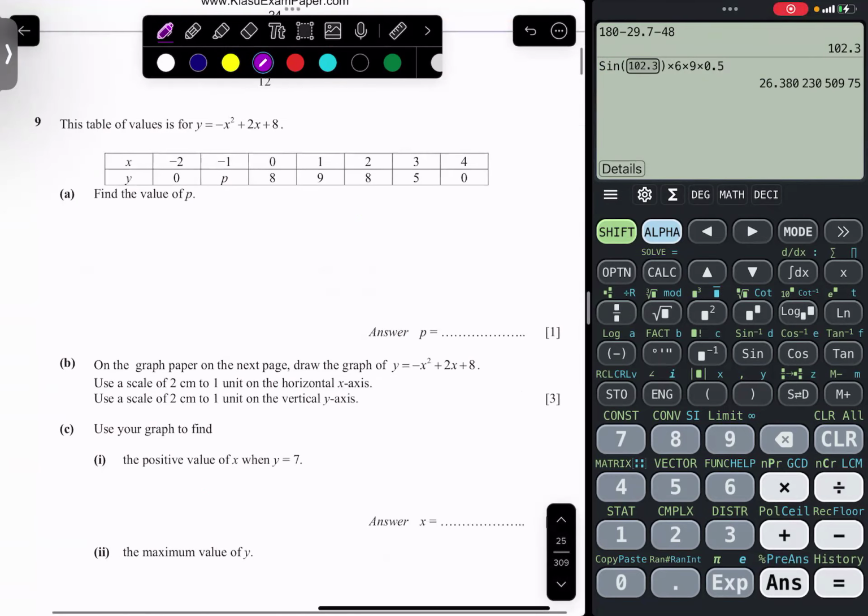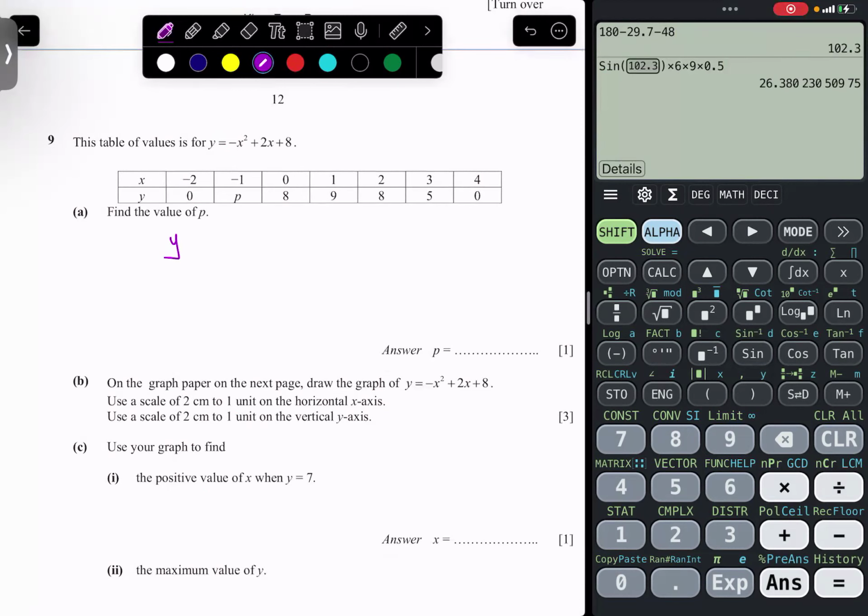Okay, last question, graph. The table of values for y equals negative x squared plus 2x plus 8. Find the value of p. This one is just substitution, right? y equals negative, x is negative 1 squared plus 2 times negative 1 plus 8, equals minus 1 plus 8, which is 7. So p equals 7. On the graph paper on the next page, draw the graph, using a scale of 2 cm to 1 unit on the horizontal and 2 cm to 1 unit on the vertical. So the same units. Use your graph to find the positive value of x when y equals 7.